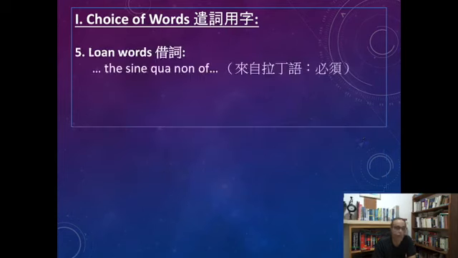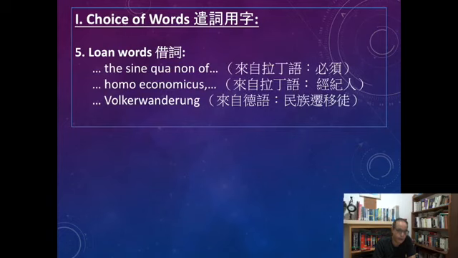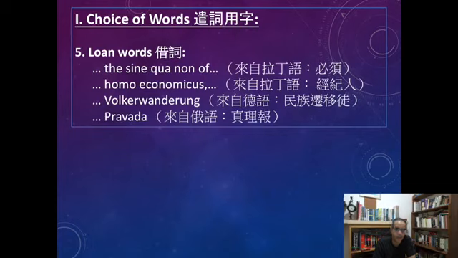You can also use loan words, words taken and borrowed from foreign languages, like the sine qua non of. It's taken from Latin. It means must, and so on. But of course you have to use these foreign words in the right context.